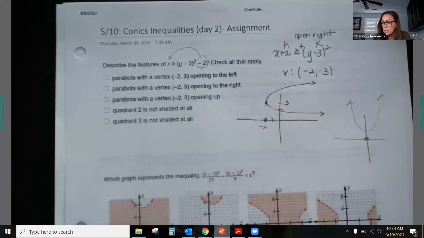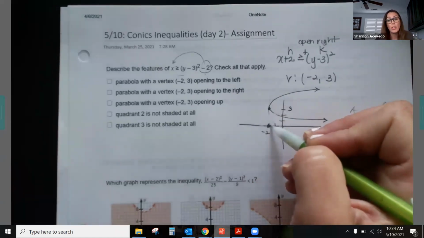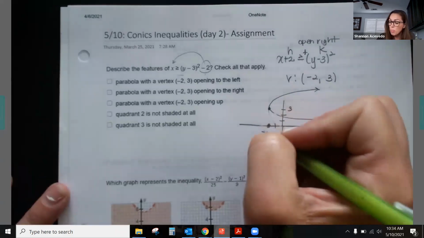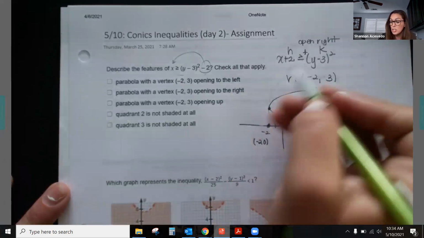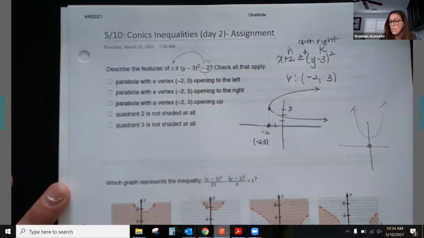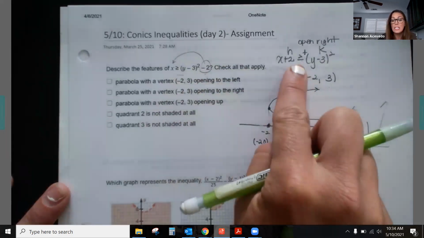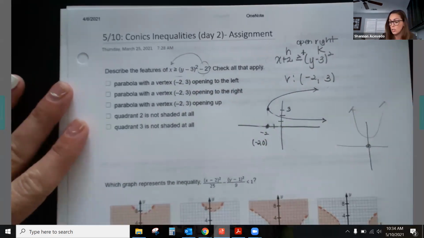Again, it's a preference. If I pick this point, I want to know, is it going to be part of the graph or not? So if I use the point -2, 0 and plug it into my equation, I could use either this equation or this equation, they're equivalent. If I plug it in and it is true, then that's part of the shaded region. If it's not true, then it's not shaded. So you're shading your solutions.